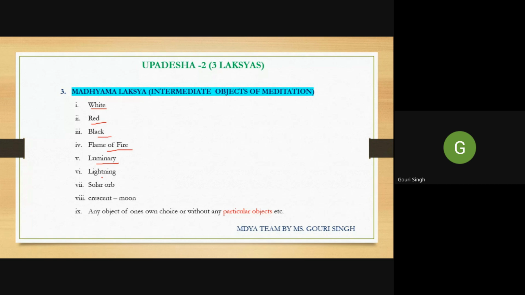Luminary means anything luminous, any brightness. It also talks about lightning and the solar orb.